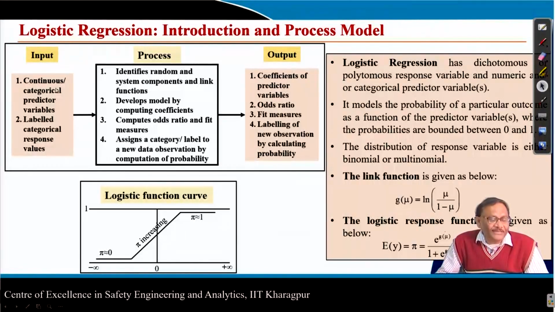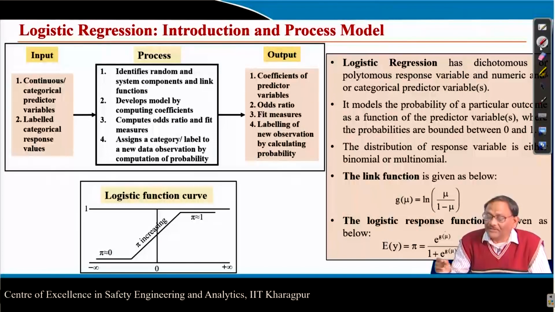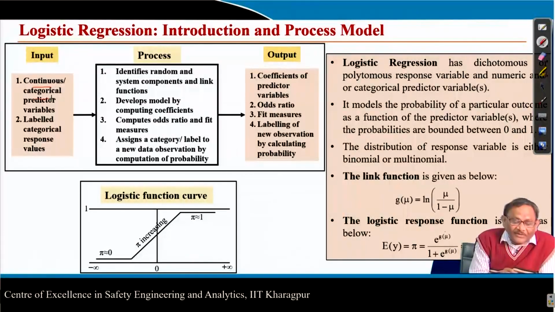So, when y is a labeled categorical response, you will go for logistic regression. Now, the logistic regression can be binary logistic, polytomous logistic, or ordered logistic. There are many variants, but here we are considering y with two classes, 1 and 0. And what about x? X is the predictor variables. The predictor variables can be continuous or categorical in nature. So, that is your input.